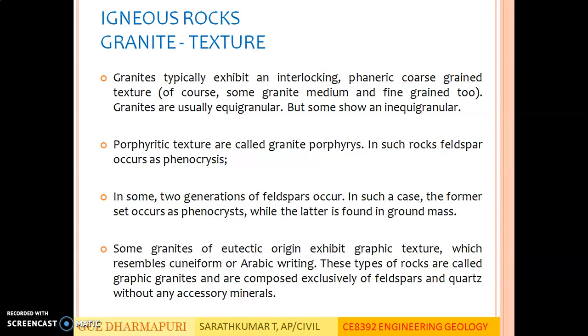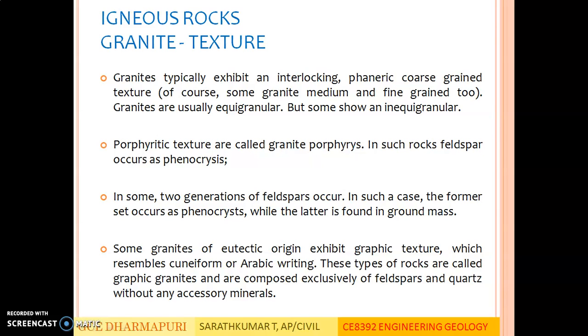Granite texture. Granites typically exhibit an interlocking phaneritic coarse grained texture. Granites are usually equigranular, but sometimes show an inequigranular structure. Porphyritic texture granites are called granite porphyries. In such rocks, feldspars occur as phenocrysts. In some, two generations of feldspars occur. In such a case, the former set occurs as phenocryst, while the latter is found in the groundmass.